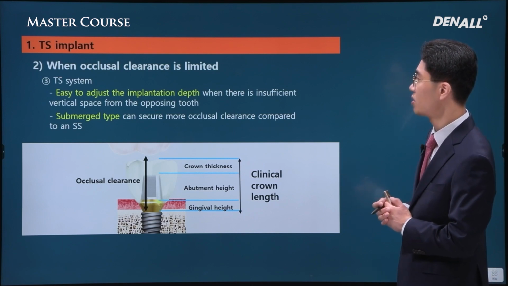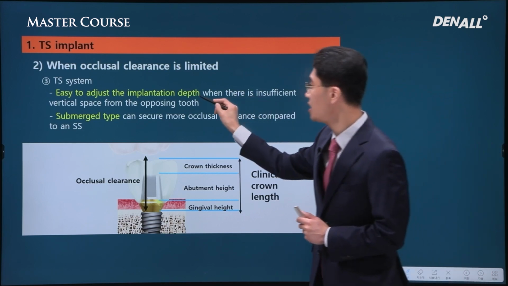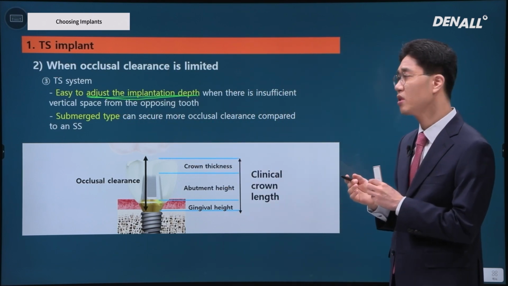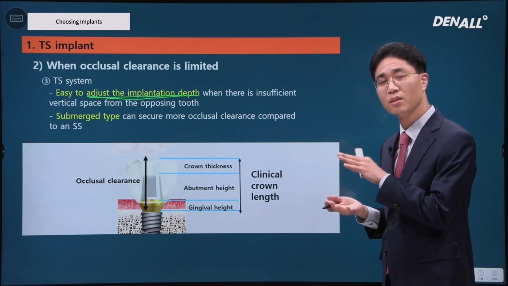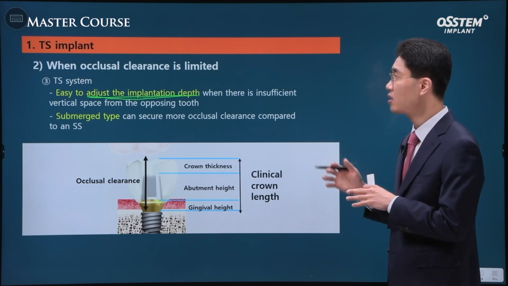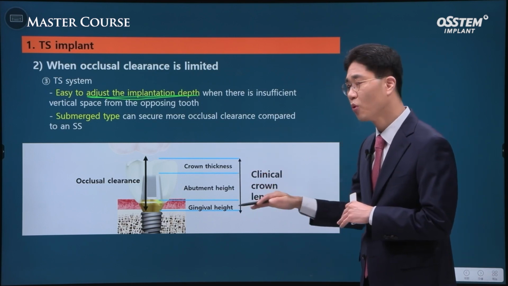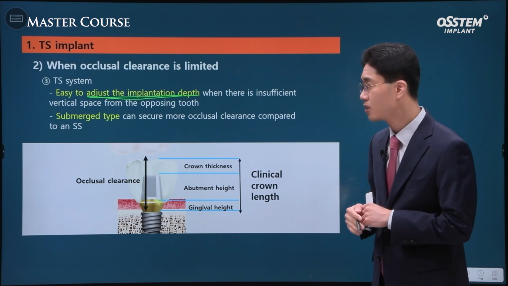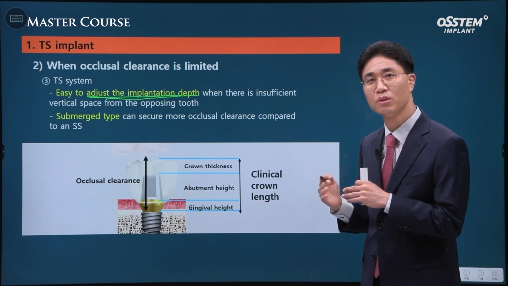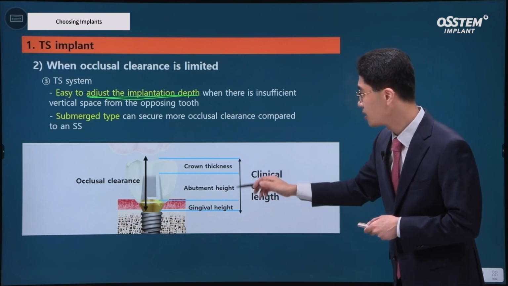TS system is a submerged type implant, therefore it is easier to adjust implant placement depths. In other words, if there's lack of clearance with the antagonist, because the TS system is submerged type, if necessary, the implant can be placed deeper into the bone level. Compared with SS system, which is dedicated for one-stage surgery, it is much easier to adjust implant depths.